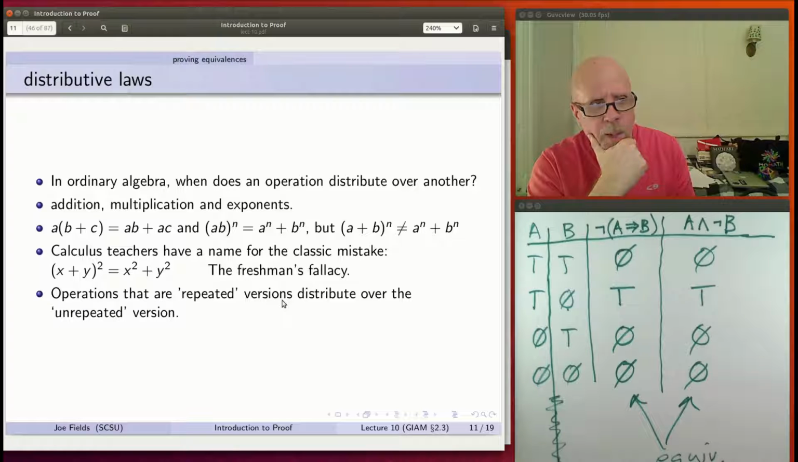The thing to notice is, some of these operations are repeated versions of the other things. Multiplication is repeated addition. Exponents are repeated multiplication. So the repeated version distributes over the unrepeated version. That is, multiplying distributes over adding, and powers distribute over products. But you can't jump a generation in that hierarchy.